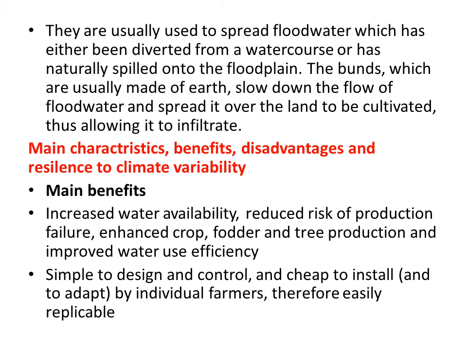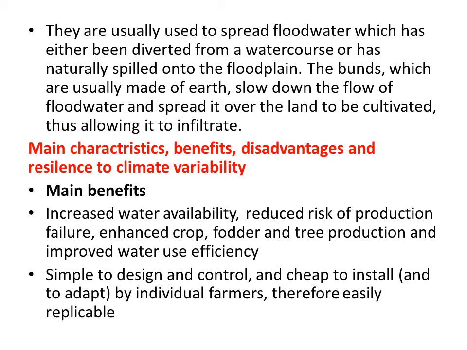They are usually used to spread flood water which has either been diverted from a watercourse or has naturally spilled onto the floodplain. So these are constructed to spread the flood water. Either it can be diverted from the watercourse or it can be spilled from the watercourse onto the floodplain. The bunds, which are usually made of earth, slow down the flow of the flood water and spread it over the land to be cultivated, thus allowing it to infiltrate.